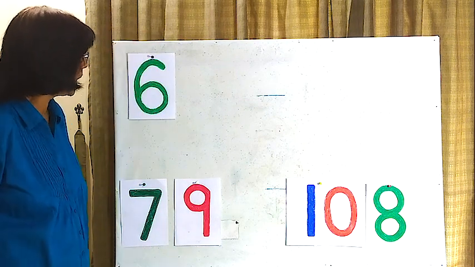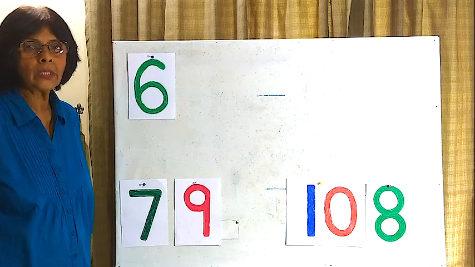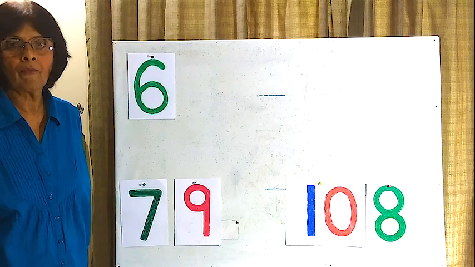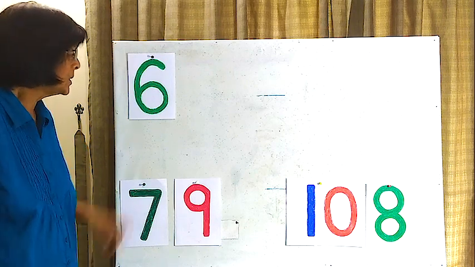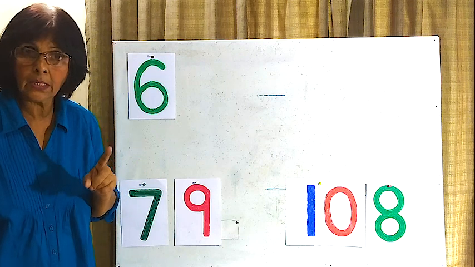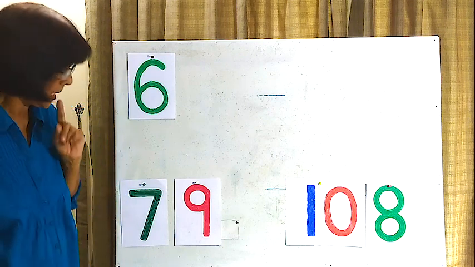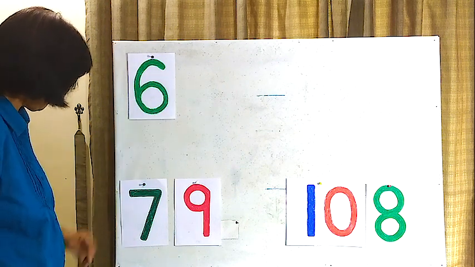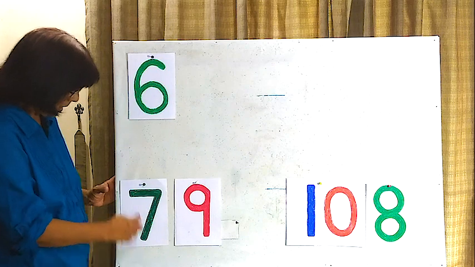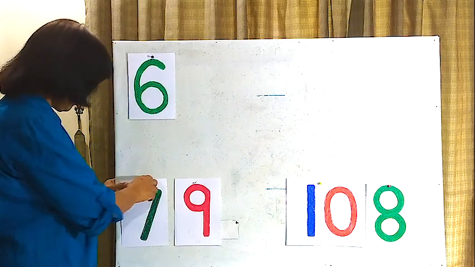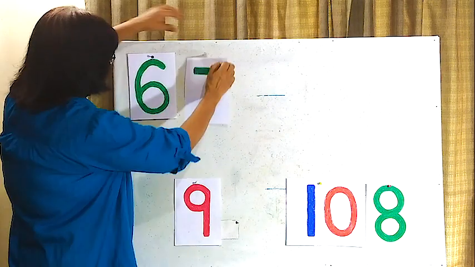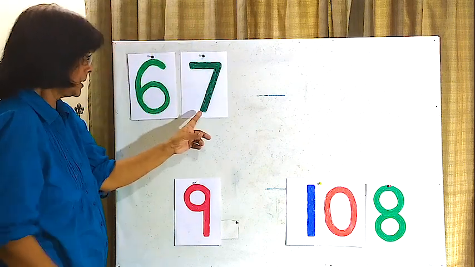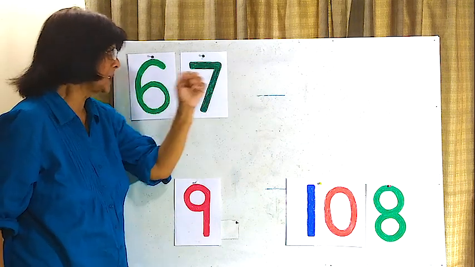Now we'll see after 6. After 6, what is the number? 1, 2, 3, 4, 5, 6, 7. What is the number? Number 7. Where's number 7? After 6, number 7. Here, number 7. Am I correct? Yes, this is number 7. We'll put number 7 next to number 6. Here 6, 7. Then what is the next number?